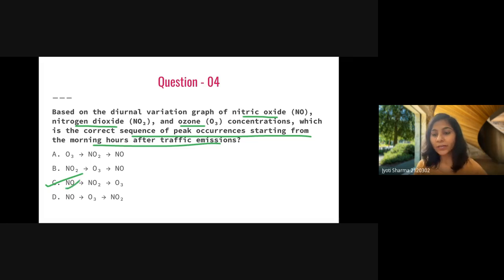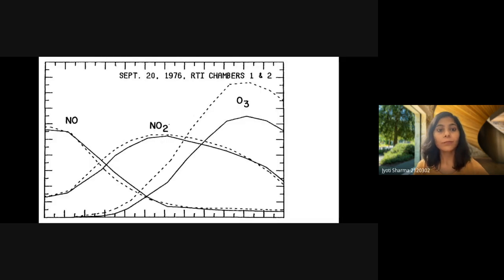So this will be the morning time, near 6 to 8 a.m. Then near 12 p.m. you can say nitrogen dioxide, and in the afternoon time or in the evening time, ozone will peak. So this is the sequence. And let me tell you why this is happening. Okay, just see here. This is the morning time. So let's say this is 8 a.m.